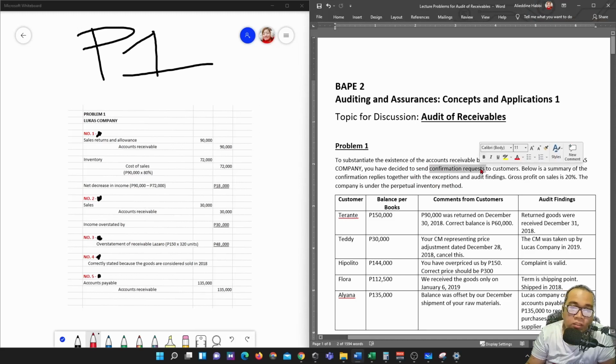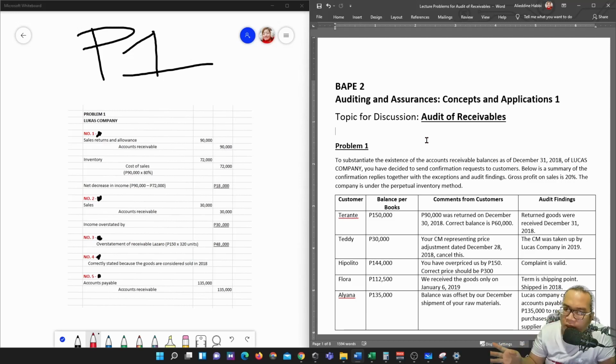A confirmation request is the one that is sent by the auditor to the customers of the client. Bakit? Ang purpose nito is sa books ni client, let's say, yung account receivables pertaining to customer Poncio Pilato is naka-state 150,000. Na siyempre, trabaho ni auditor, tingnan kung totoo bang 150,000 yung correct balance ng accounts receivable na yun pertaining to customer Poncio Pilato.